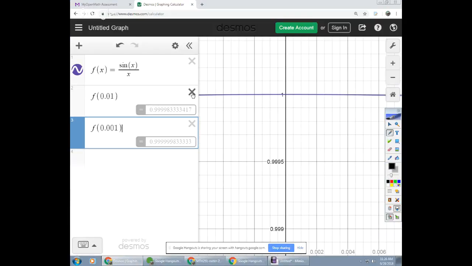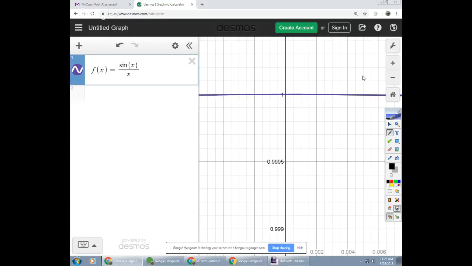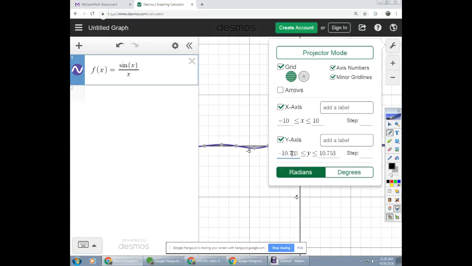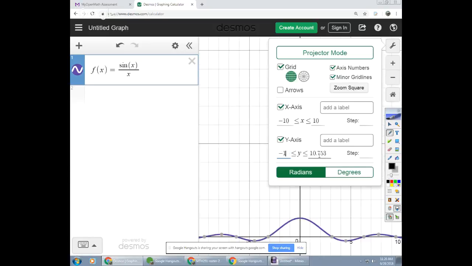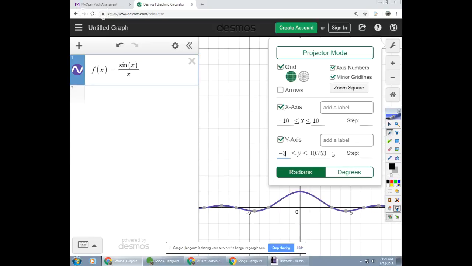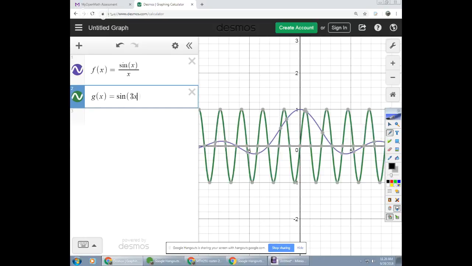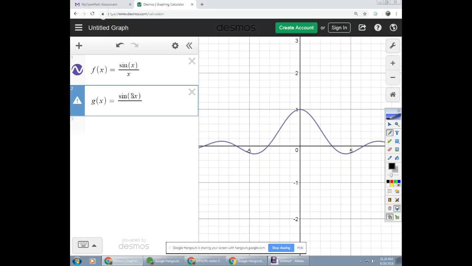It looks like the same thing. Yeah, so it's got a different shape. So I'm going to go back to the home screen here and just change those labels again. Let's go from -3 to 3. Then I'm going to call a new function g of x. G of x is going to be equal to the sine of 3x over 3x. Okay. So it's a slightly different curve, but it's kind of the same, right?